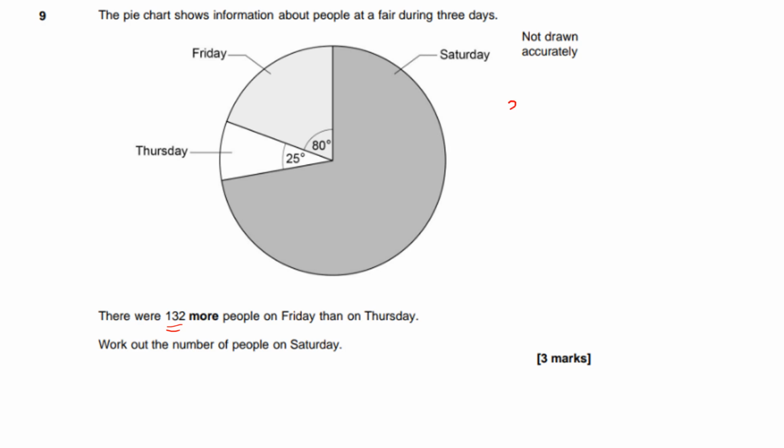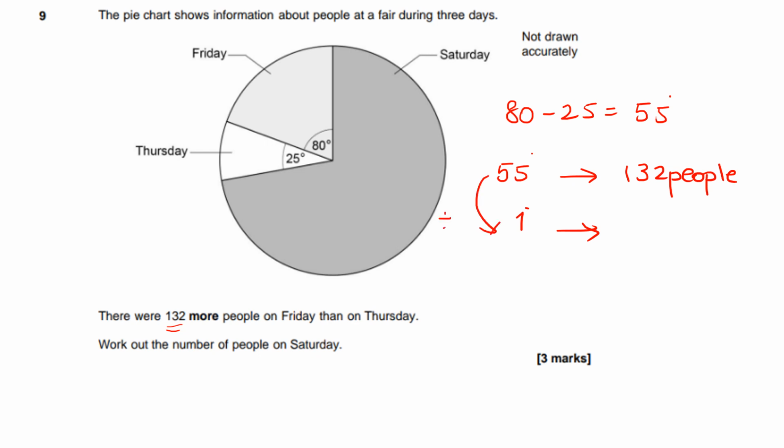So if I do 80 take away 25, that is going to give me 55 degrees, and 55 degrees is equivalent to 132 people. So if 55 degrees is 132 people, if I find out what 1 degree is, I can find out anything on this pie chart really. So how do I do that? I divide it by 55.